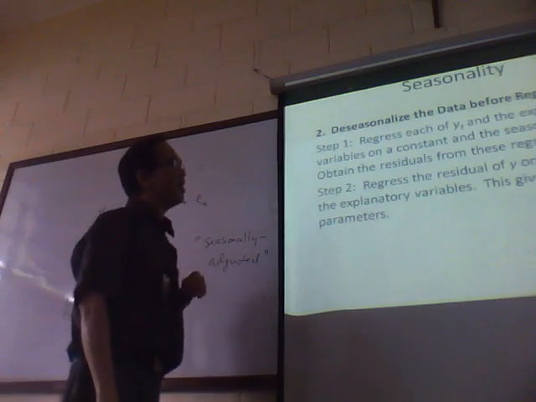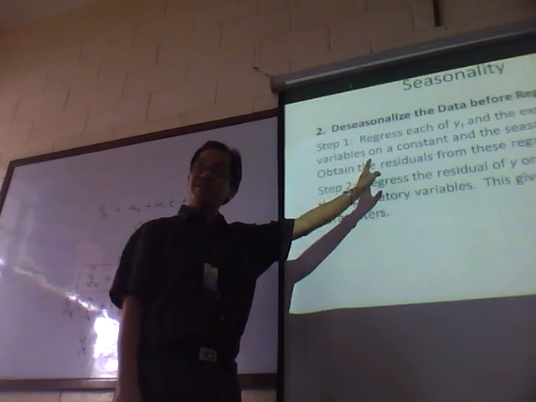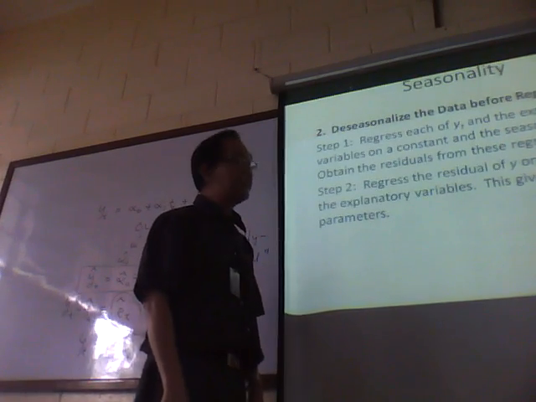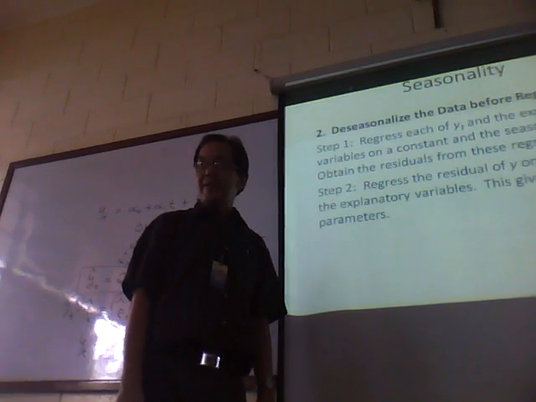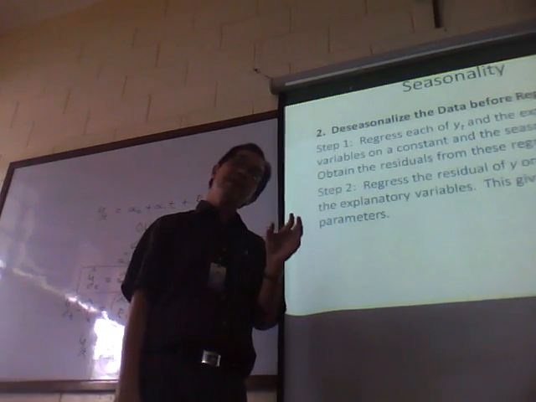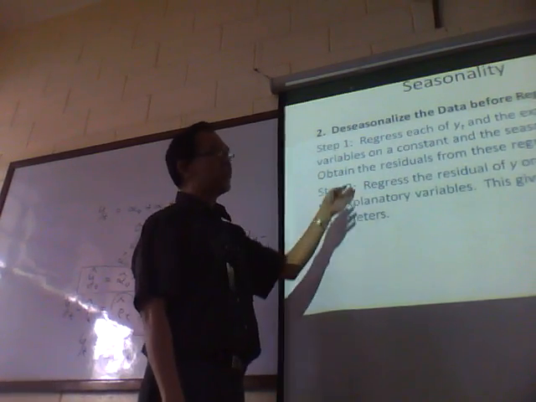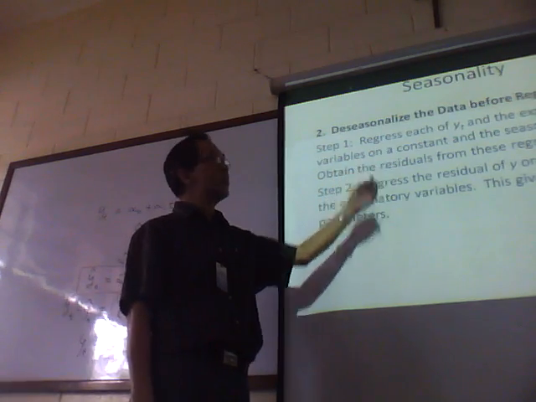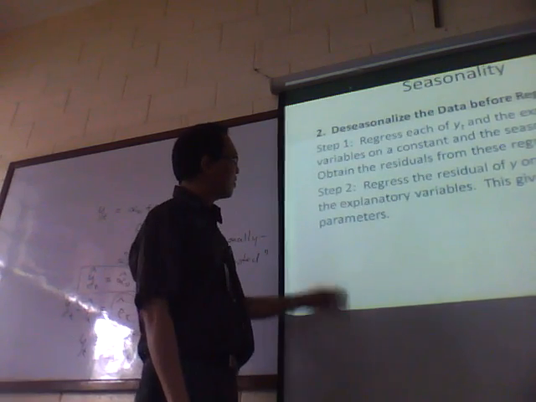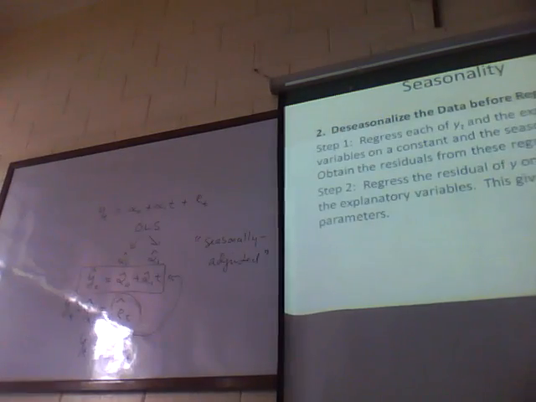Regress each of the y and the explanatory variables, okay, those factors or variables where there are the seasonal effects, on a constant and the seasonal dummies. Then obtain the residuals from these regressions. It's just like the method 2 of trends. Again, you will replace the original variable by the residual. So instead of regressing with respect to time, you regress on the seasonal dummies. Same principle. Then step 2, regress the residual of y on the residuals of the explanatory variables. Okay, no further comment needed.